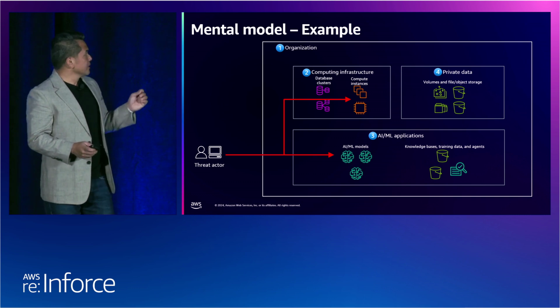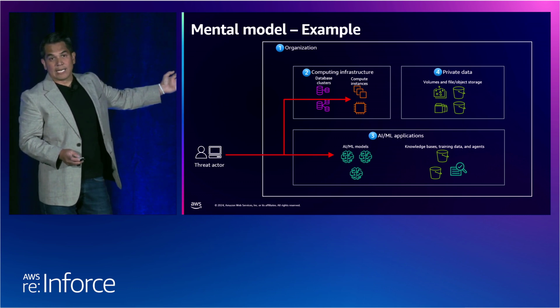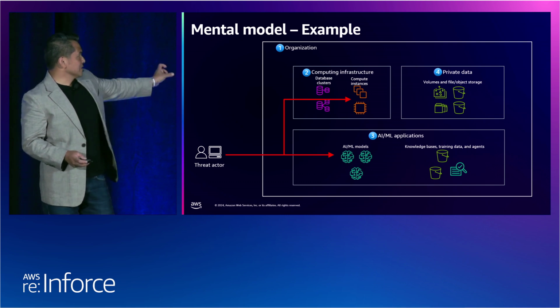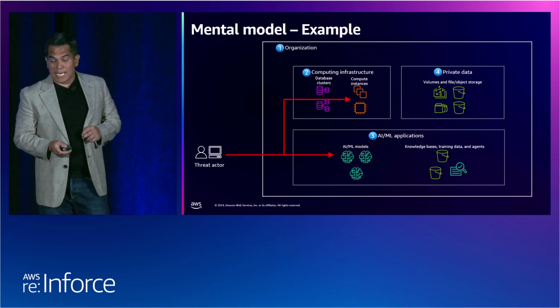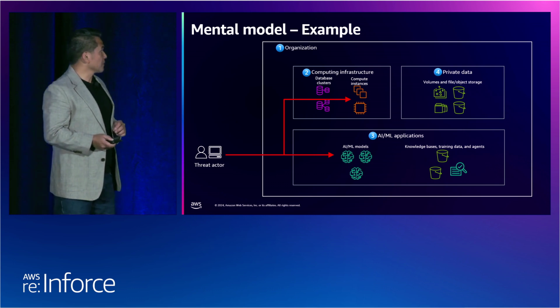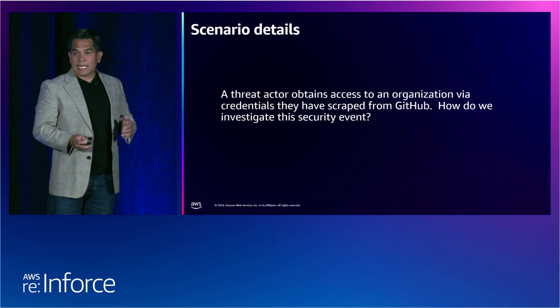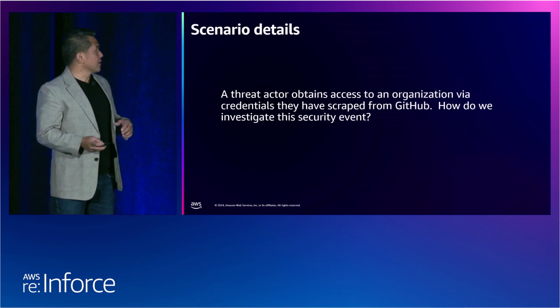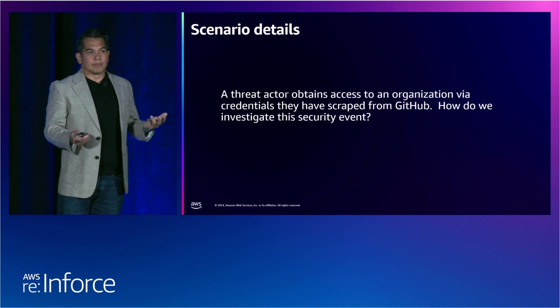Okay, so here we have a user on the left, and the user on the left is actually an unauthorized user, and we know that because it's got the label threat actor there. And they've actually been able to access an organization. So the scenario is a threat actor obtains access to an organization via credentials they scraped from GitHub. How do we investigate this security event?